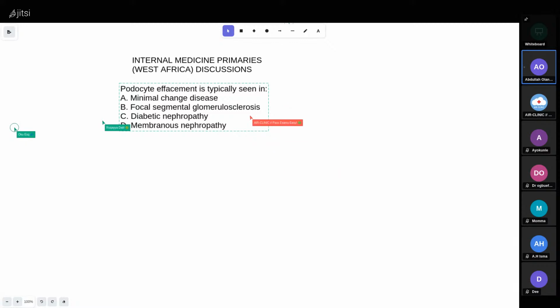See the same thing now. So the correct answer is minimal change disease. So option A.